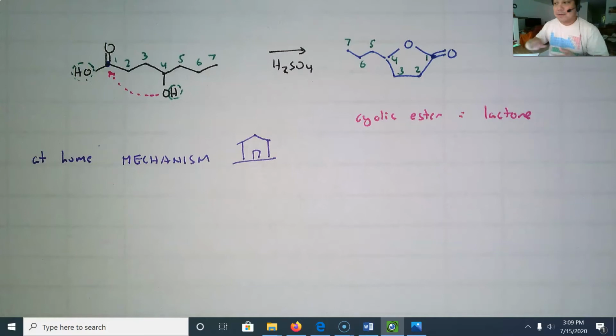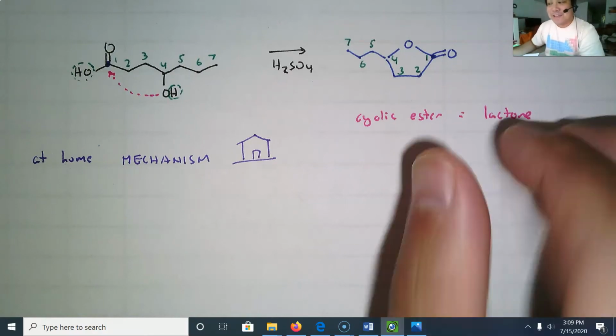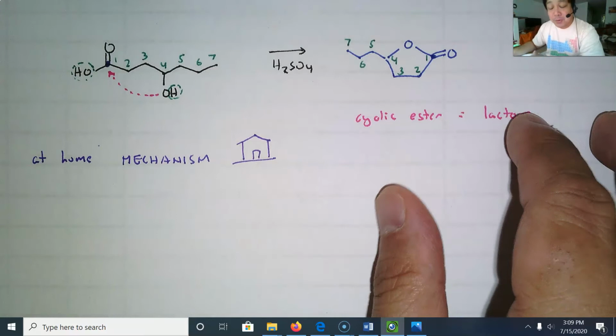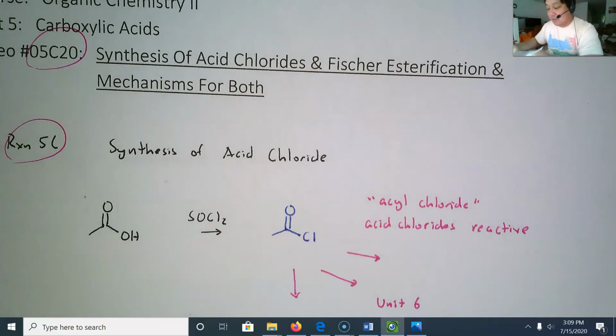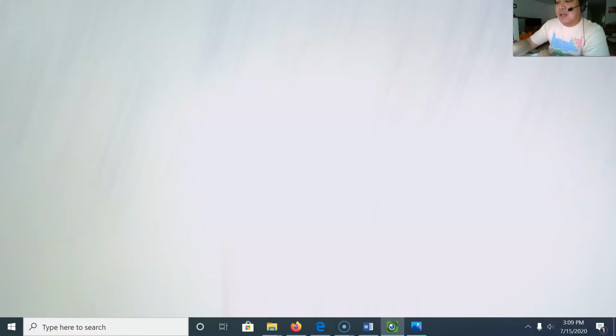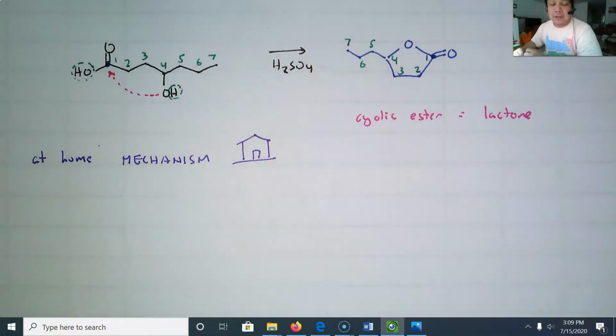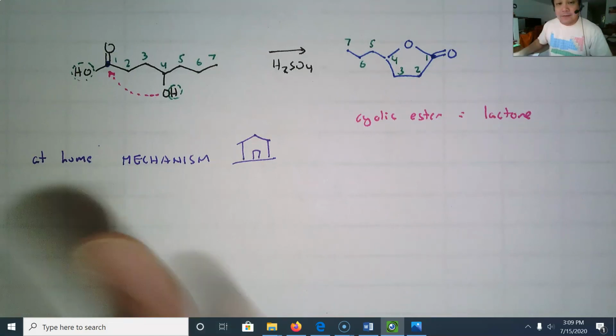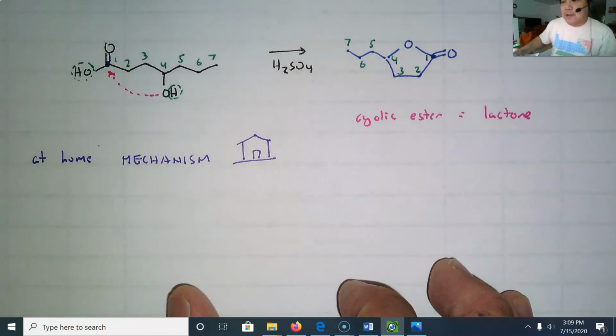Is there anything else I want to say about acid chlorides and esterification? No, not really. The next unit, again, we are going to be continuing to talk about acid chlorides, but also esters for synthesis, because we still have more reactions to do with these, but those are typically put in the unit of derivatives, things that come from carboxylic acids. And for my class, that's it for Unit 5. I'll see you in Unit 6.